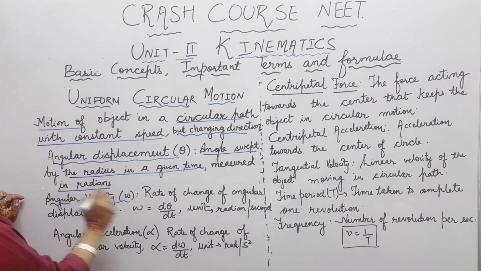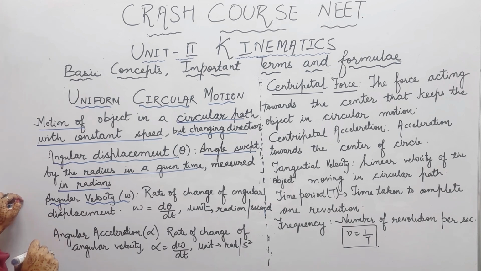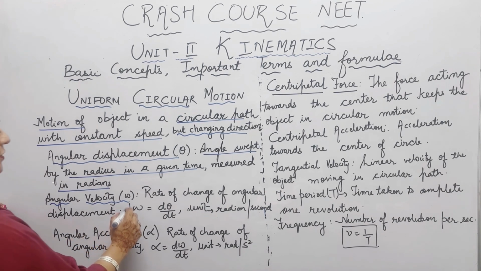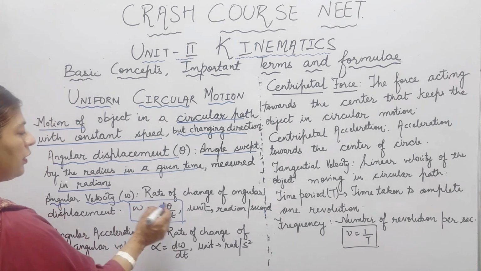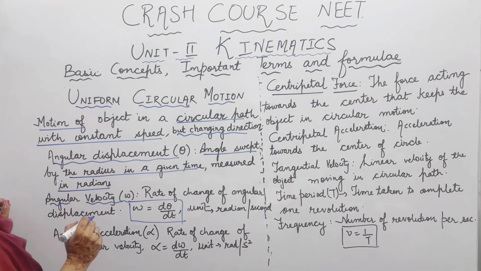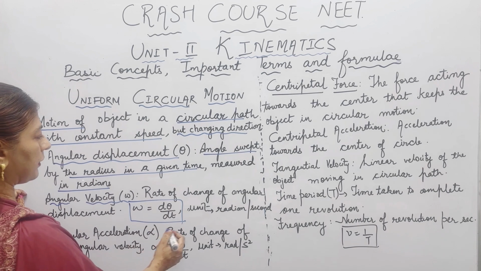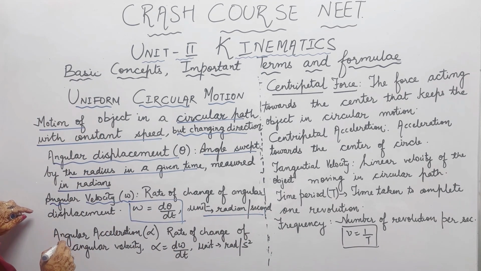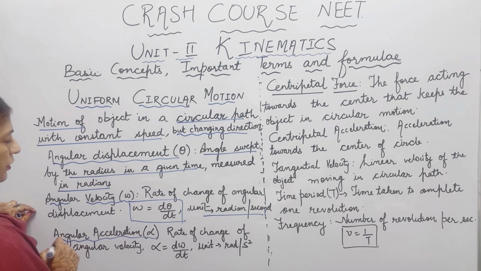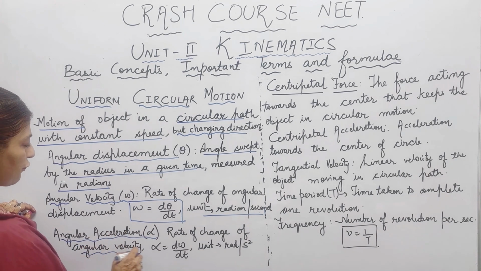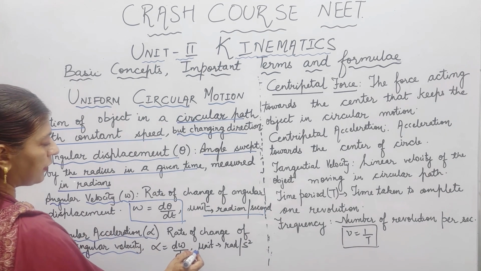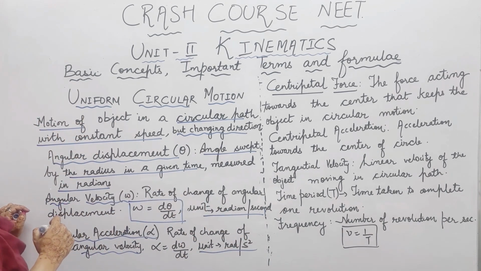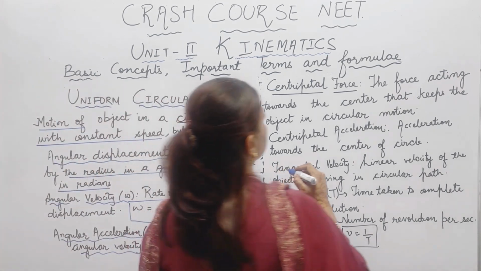Angular velocity, that is denoted by omega. This is the rate of change of angular displacement, and this is equal to d theta by dt for a small variation in the angle. And the unit of the angular velocity is radian per second. Angular acceleration denoted by alpha, it is the rate of change of angular velocity, and the unit is radian per second square.